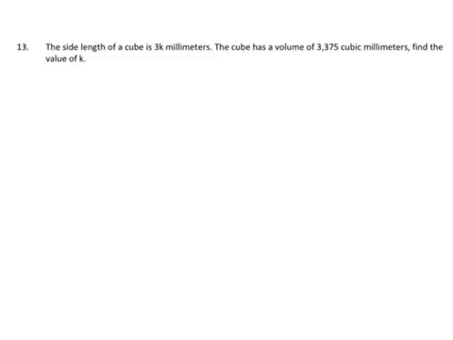Okay, the last one. This one is kind of complicated here. It says the side length of a cube is 3K millimeters. The cube has a volume of 3,375 cubic meters. Find the value of K. So coming into this should sound familiar to you. To find volume, it's length times width times height.